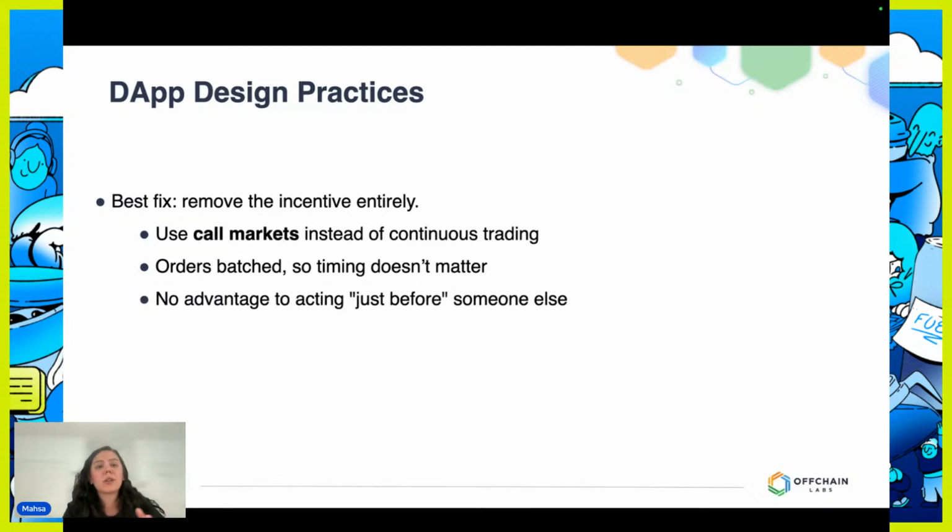The reason is, and I'm not going to go through the details, call markets work differently than continuous trading. In a call market, orders are batched, so timing doesn't matter. If you can eliminate timing, basically eliminating who was first, then you're eliminating half of the front running risk in your application. So if you're using call markets rather than continuous trading, there's basically no advantage to acting just before someone else. So there's no front running incentive left in your system.